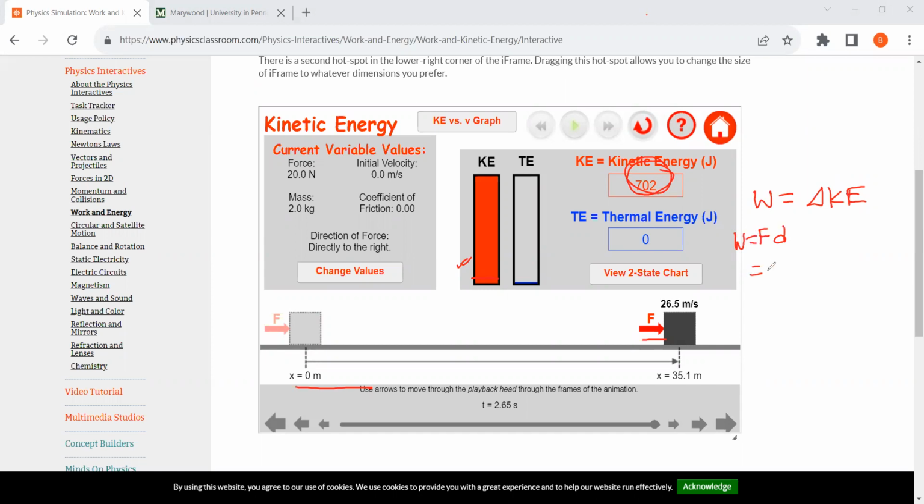The force we applied is 20 Newton, and the displacement is 35.1 meter. We don't need mass for work done. So 20 Newton times 35.1 meter is equal to 702 joule. So you see that the work done is equal to the change in kinetic energy. Now let me go back to the slide.